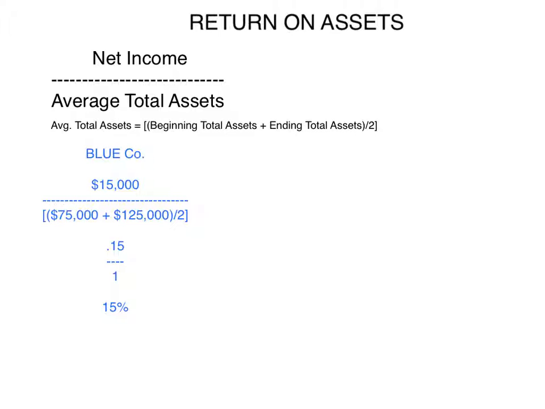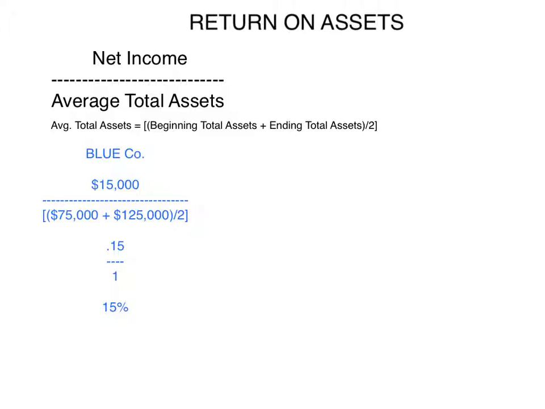Let's look at some example data for a company called Blue Company. If we go to Blue Company's income statement, we will find their net income number. Then we would go to the balance sheet. If the beginning of the accounting period had $75,000 of assets and the ending of the accounting period had $125,000 of assets, we would add those two numbers together to get $200,000 of assets. Divided by 2 would then give us $100,000 of average total assets.